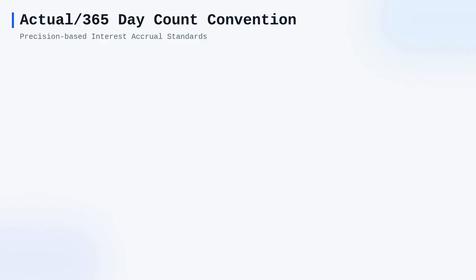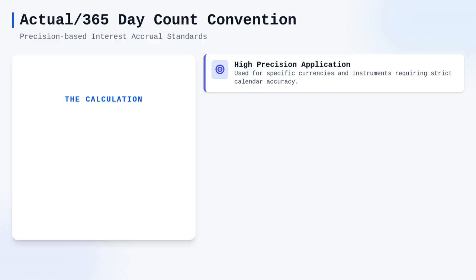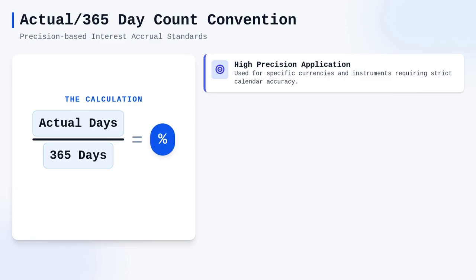Conversely, the actual/365 convention is frequently applied to specific currencies or instruments where a higher degree of precision relative to the calendar year is required. Here, the numerator remains the actual number of days elapsed, but the denominator is adjusted to 365, effectively aligning the interest accrual more closely with a standard non-leap year.